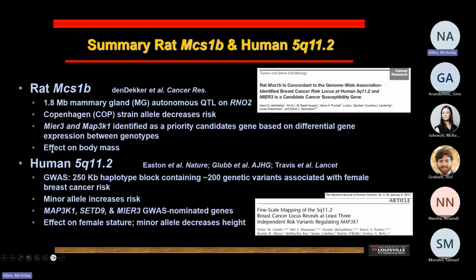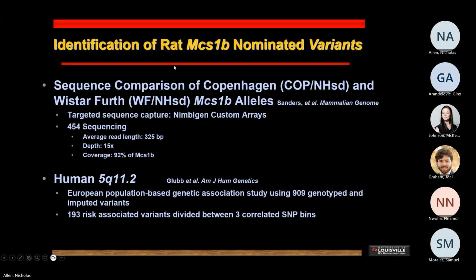I don't have any data on this, but both of these alleles have effects. The human one was found to have an effect on stature, so height, in females, and the rat one has an effect on body mass. So pleiotropic effects here. So if we've got 200 GWAS nominated variants in human, are there going to be that many in the rat? One way we can find out is to sequence both alleles in our resistant and our susceptible strains.